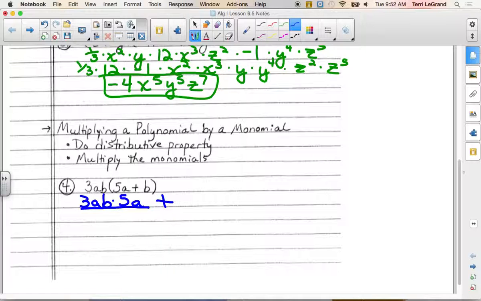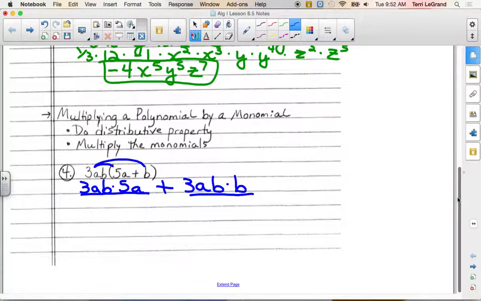Plus, we bring down our plus sign from our parentheses because we're doing distributive property right now. And then we have our 3ab times that b. So there's our other multiplication. And now we have monomial times monomial plus another monomial times a monomial. So 3 times 5 times a times b.